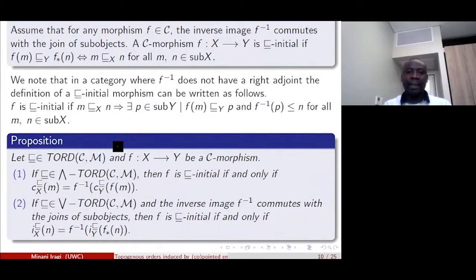And similarly, if the topogenous order is not preserving the image object, we shall assume the pre-image functor so that it has a right adjoint. And this is where we use it. In this case, for instance, we need this condition for us to find the interior operator coming from the initial order.